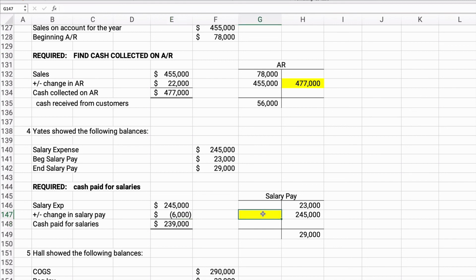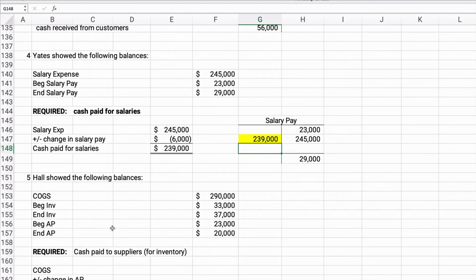So let's think through this. Let's start with the 23,000 plus the 245 minus the 29,000. So 239,000 must have been our cash payment for salaries payable. Salaries expense is 245. Our salary that we paid is 239. We owe them the extra 6,000 that they have accrued.